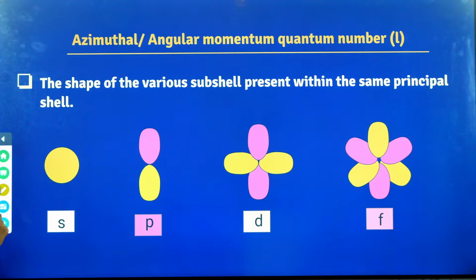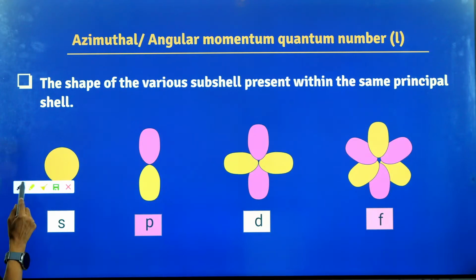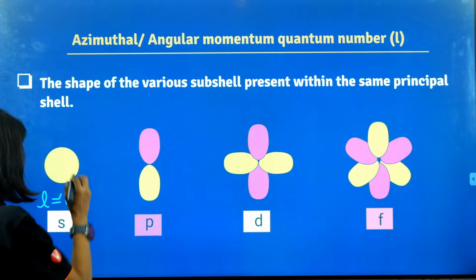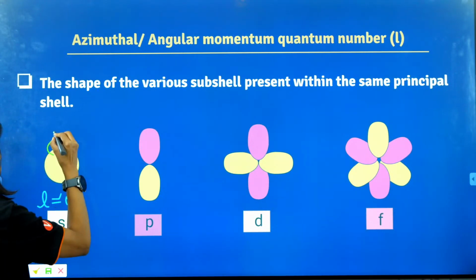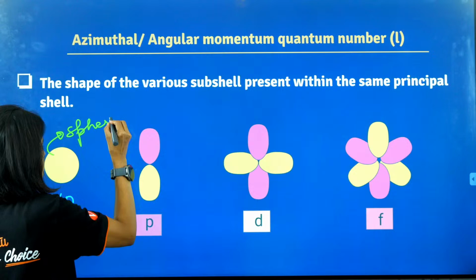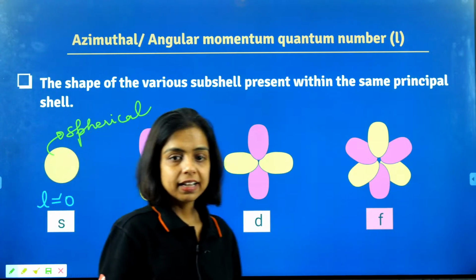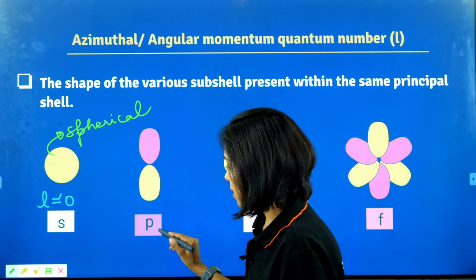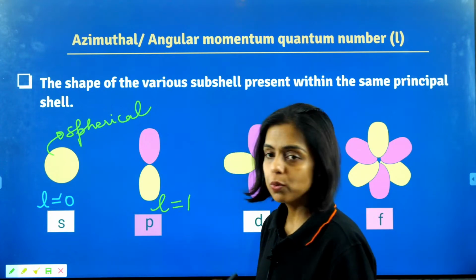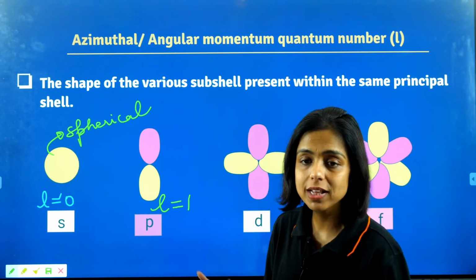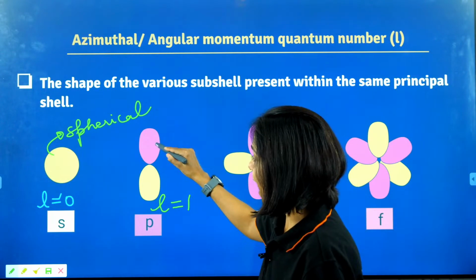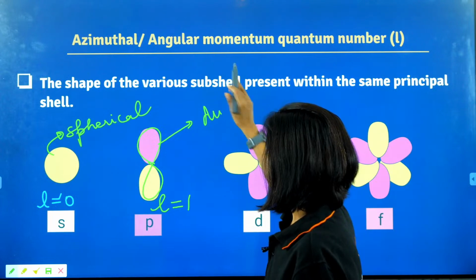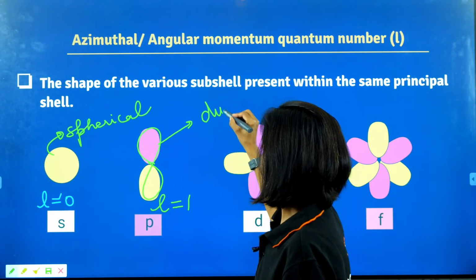The shape of S subshell: if it is an S subshell, L equal to 0. When L value is 0, that shape is spherical. So the S subshell has a spherical shape, right? Yes. P subshell: when is it a P subshell? When L value is 1, the azimuthal quantum number value is 1, that shows it is a P subshell. And the shape of P subshell is like this. This is dumbbell shape, right?